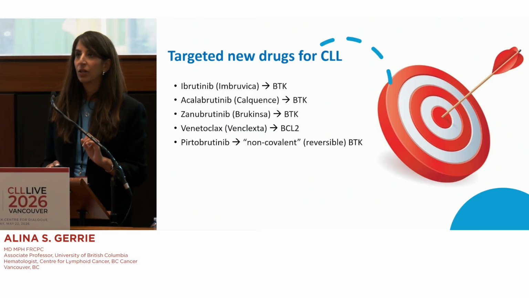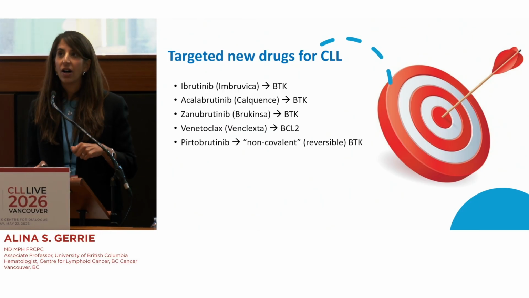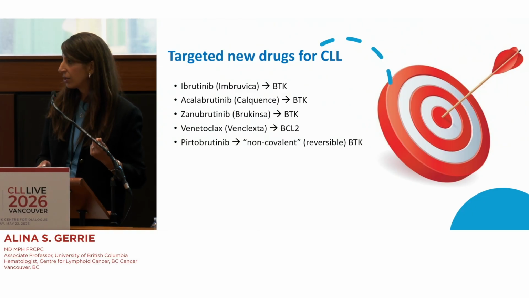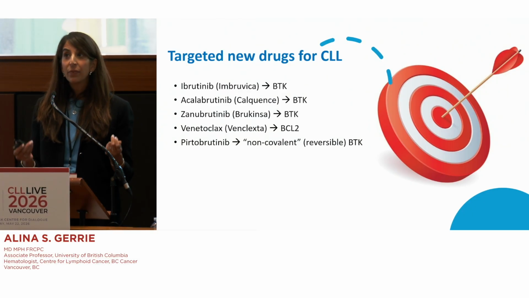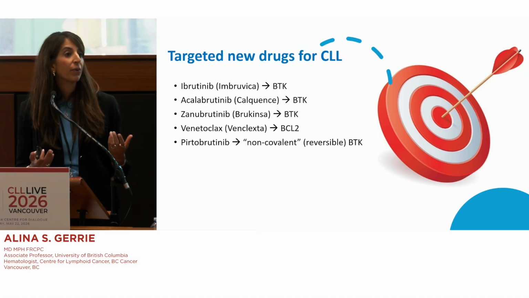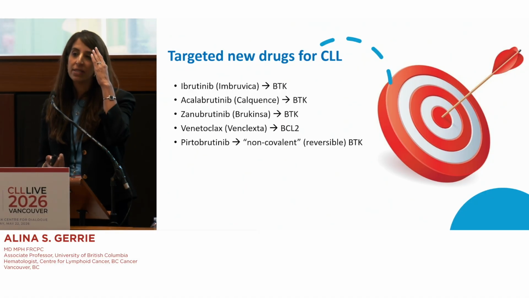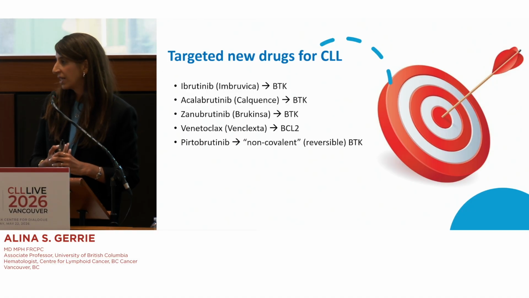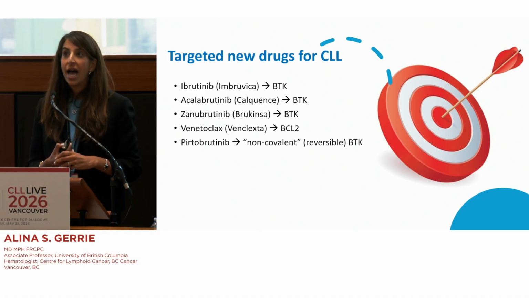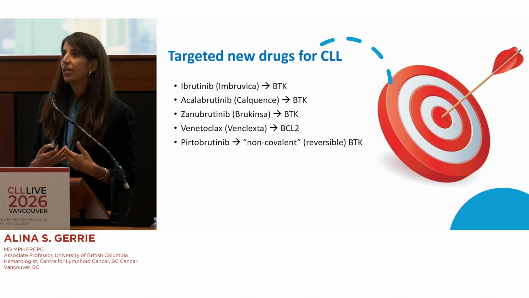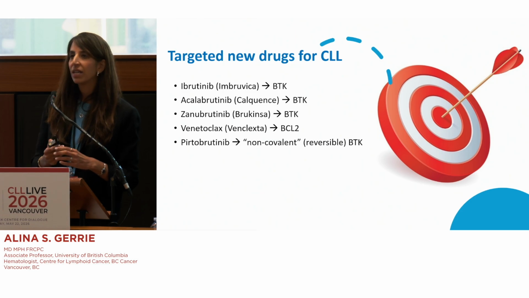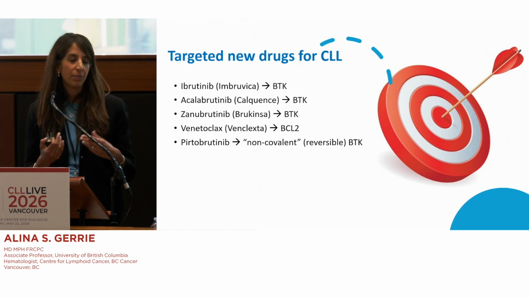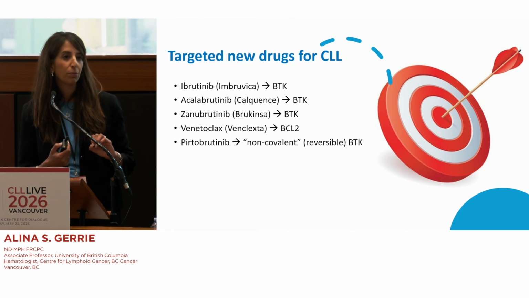The first one that came along was ibrutinib. Then we've got now acalabrutinib, also called Calquence. Now we have zanubrutinib, called Brukinsa. And then we have other targeted therapies, and the other big one is something that targets a protein called BCL2, and that's the drug venetoclax or Venclexta. And now, very recently, we're into another group of targeted drugs, still targeting BTK, but they're slightly different. I'll talk about that later, but the main drug now in that class is called pirtobrutinib.